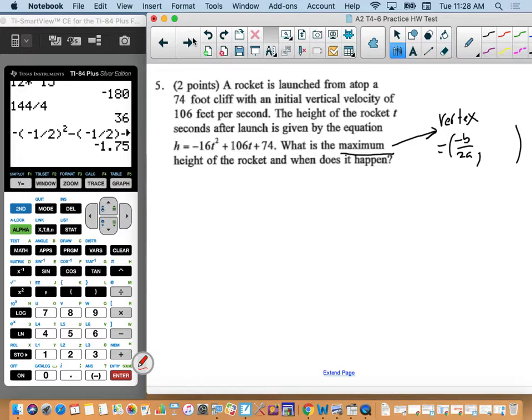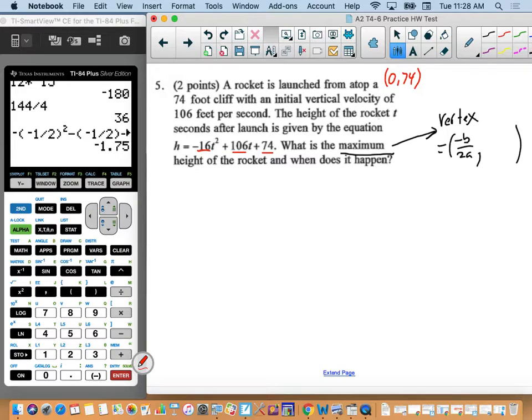For number 5, we have an equation in standard form. The 74 is the initial height. That's the y-intercept, by the way. So at 0 seconds, the rocket is 74 feet off the ground. This 106 is the initial velocity, and the negative 16 is half of acceleration due to gravity.